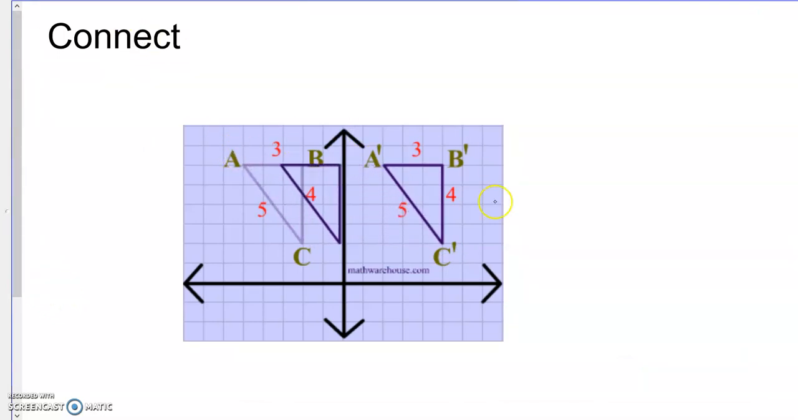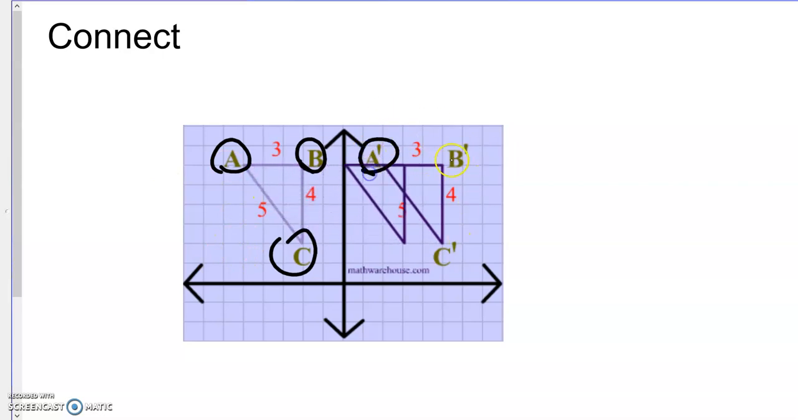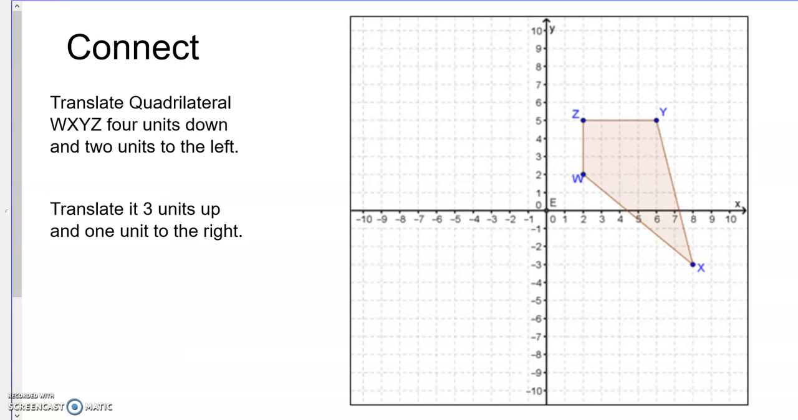We also talked about labeling vertices. The original figure will usually have letters as the names of its vertices, and the new one after the translation will usually have these A prime, B prime, C prime labels on them just to note the difference and let you know which is the original figure and which is the new figure. So yesterday we did these translations. For instance, we translated this quadrilateral down 4 and 2 to the left. Let me do that again super fast.